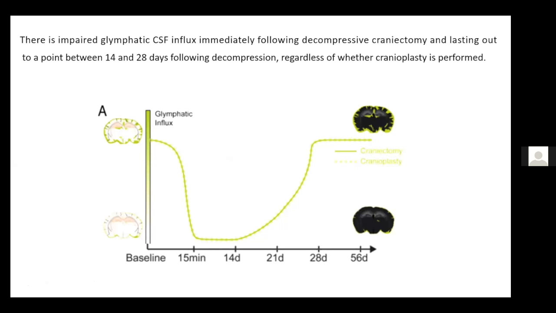Actually, there is impaired glymphatic CSF influx immediately following decompressive craniectomy, lasting out to a point between 28 and 40 days following decompression, regardless of whether cranioplasty is performed. So at this time, we can place the bone flap back at about 1 month. Only cranioplasty is good for the glymphatic pathway and good for brain function.